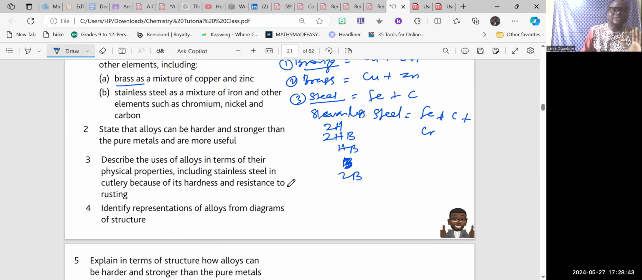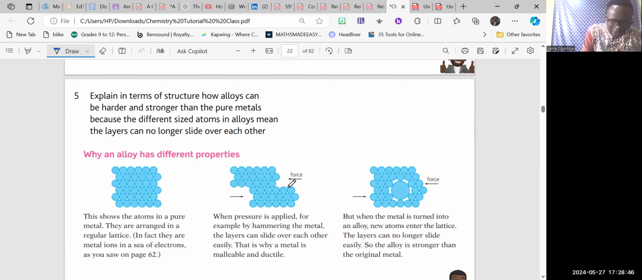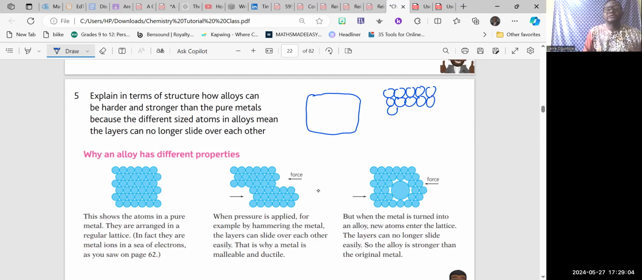Now, the big thing about alloys is you understanding this diagram. They can draw diagrams even in the objective questions and ask which of these diagrams represents an alloy. For a pure metal, all the atoms will be of the same size. This represents a pure metal. But in a diagram that represents an alloy, the atoms will not be of the same size. So we know, oh, this is an alloy.